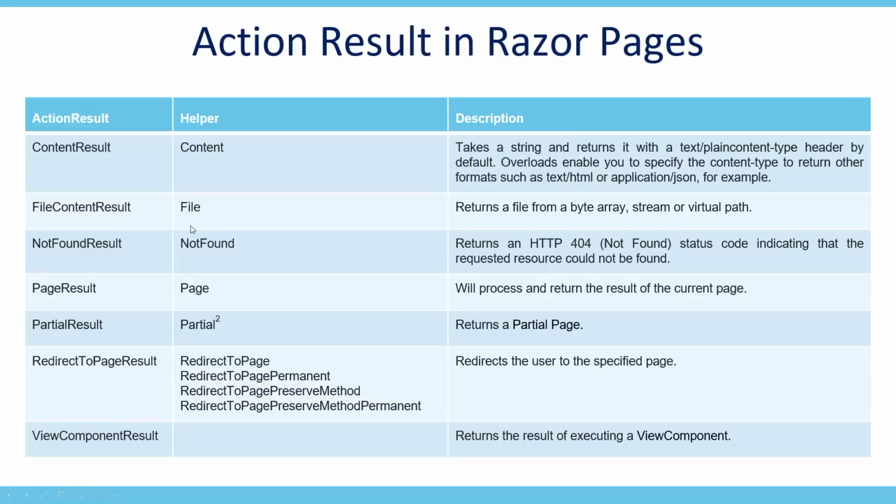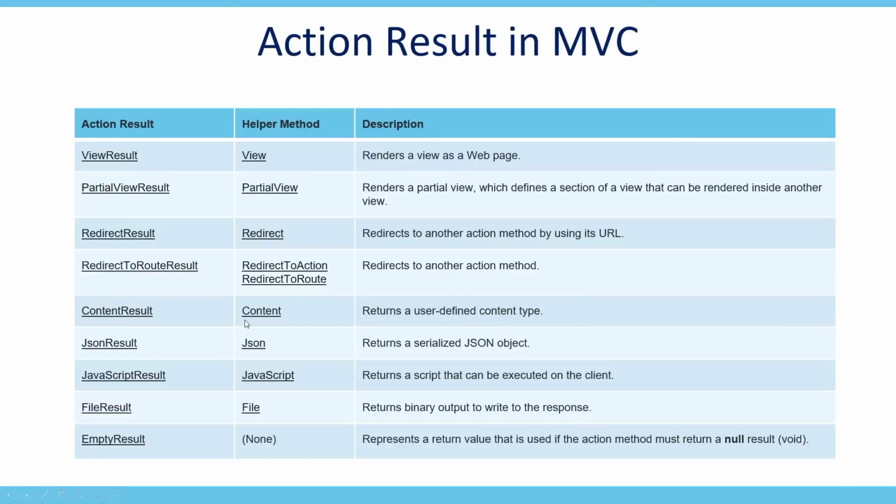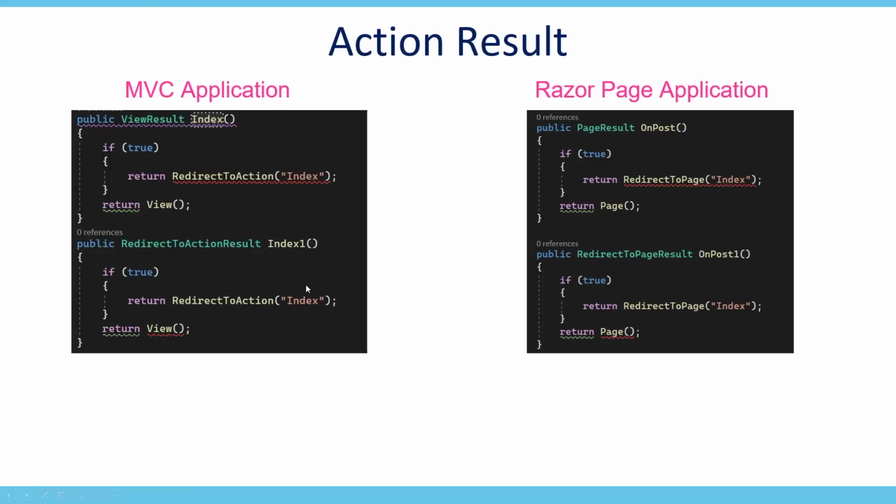A Razor page can return content, file, not found, page, a partial result, and redirect to different pages. For all of them, we have return types like ContentResult, FileContentResult, NotFoundResult, PageResult, PartialResult, and so on. If we are working with an MVC application, we can return views, partial views, redirect to action, return JSON, and so on. So if you are returning any one of these, then you can use the individual return types based on the helper method. But what if you were returning something like this?